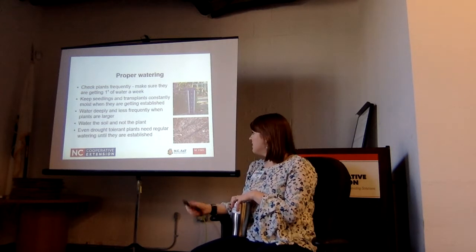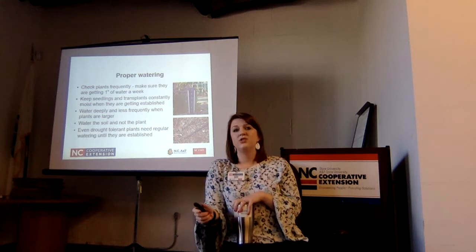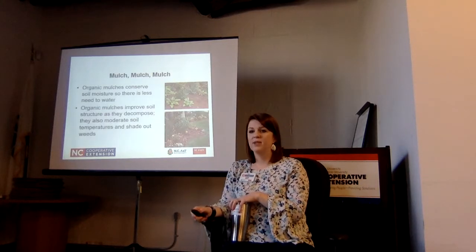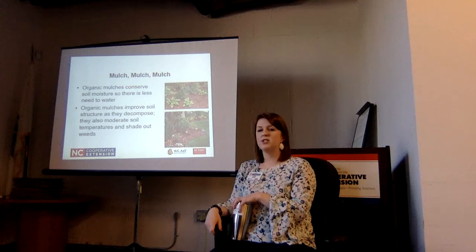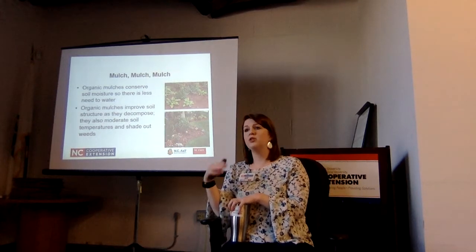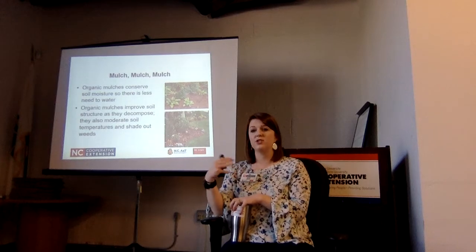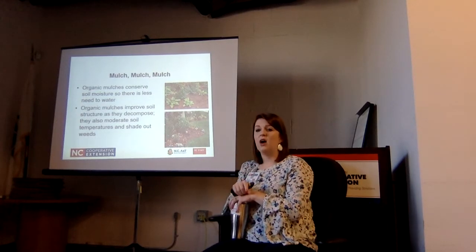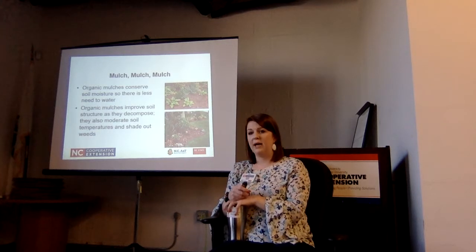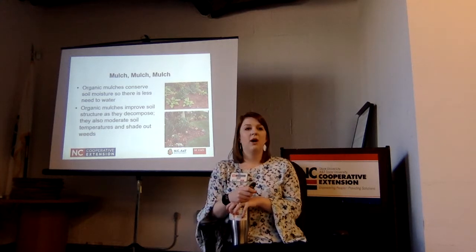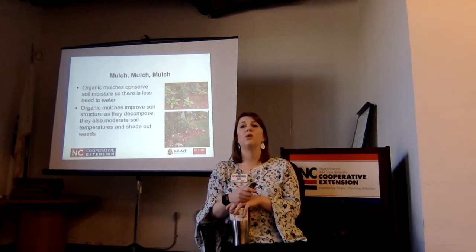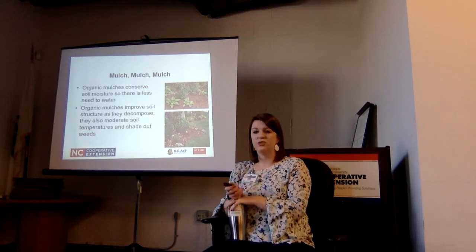And then you do have to remember that even drought-tolerant plants need to be watered until they're established. And mulch is very important to conserve soil moisture so that you don't have to water as much, and also improves the soil structure because it decomposes and adds organic matter back into the soil. It also moderates soil temperature and shades out weeds. So mulch, mulch, mulch.